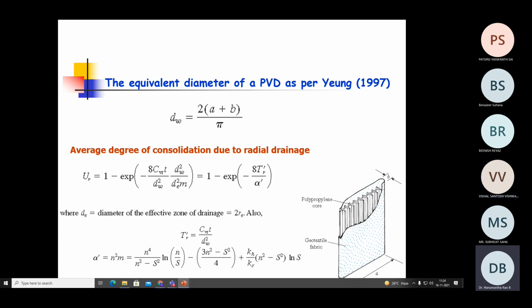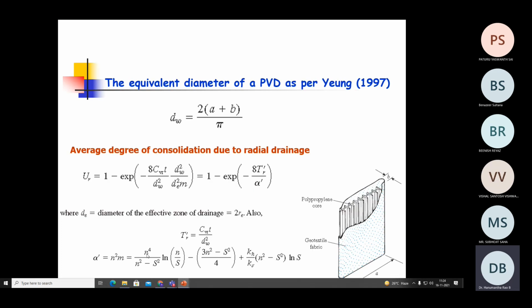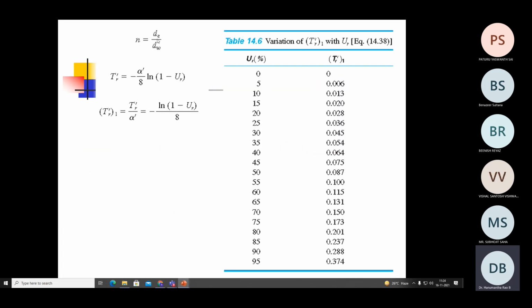I'm coming to that point. Here one parameter is n. So n is defined as the ratio of dE by dW. dE means the diameter of the zone of influence. dW is the equivalent diameter or diameter of the sample.